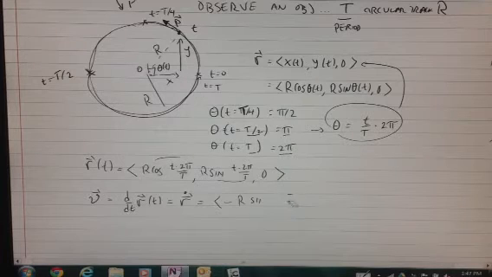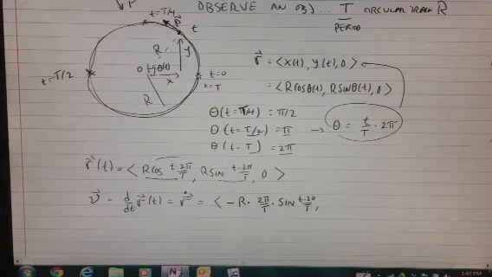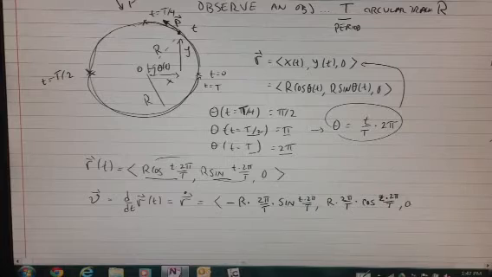Let me do all this right so that I don't make any mistakes. For this one, I get minus r times 2 pi divided by the period times the sine of t times 2 pi divided by the period. That is the correct use of the chain rule. For this one, I get plus r times 2 pi divided by the period times the cosine of t times 2 pi divided by the period, and then 0.